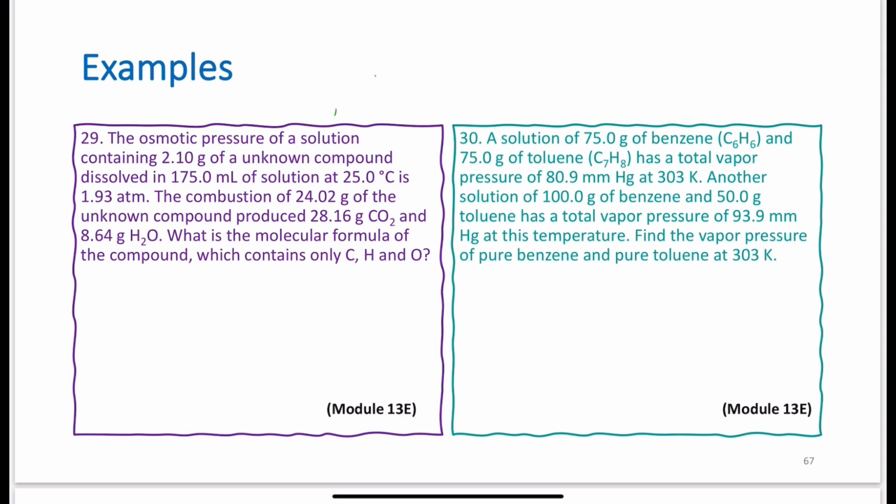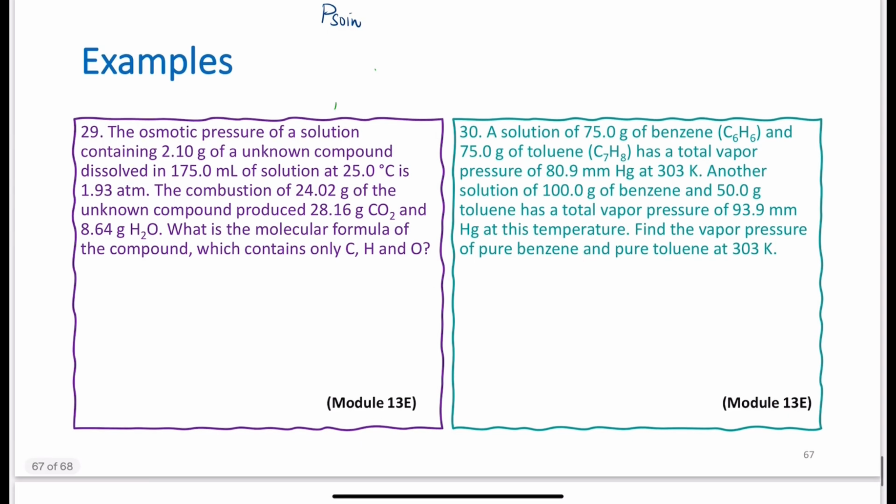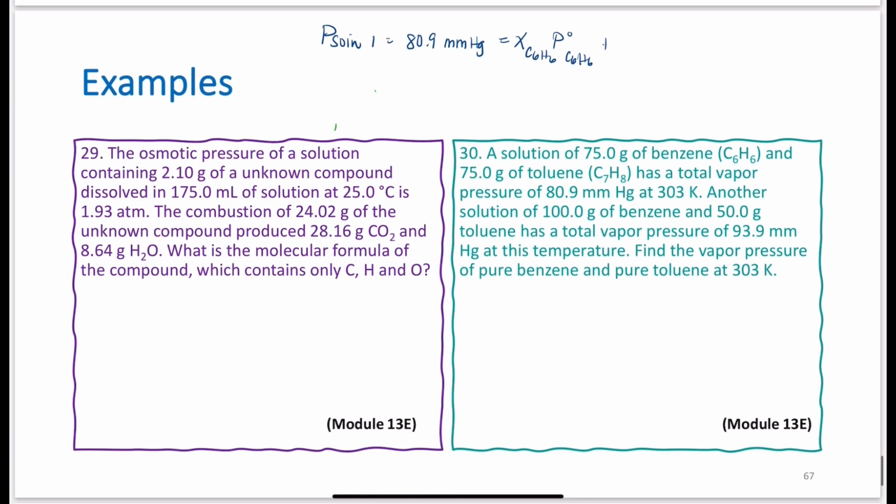Okay. I know they're both volatile. So I know that the pressure of my solution 1 is 80.9 millimeters of mercury. I know that equals the mole fraction of C6H6 times the partial pressure of C6H6 under condition 1, plus the mole fraction of C7H8 times the partial pressure of C7H8 under condition 1.